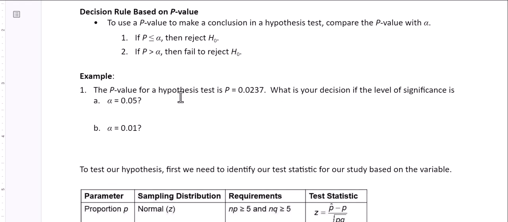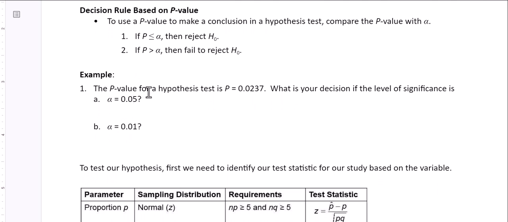So let's review these examples. The p-value for a hypothesis test is 0.0237. What is your decision if the level of significance is 0.05? So essentially we need to compare the p-value to the level of significance. So 0.0237 versus 0.05, which one is smaller? And here notice that our p-value is smaller than alpha.